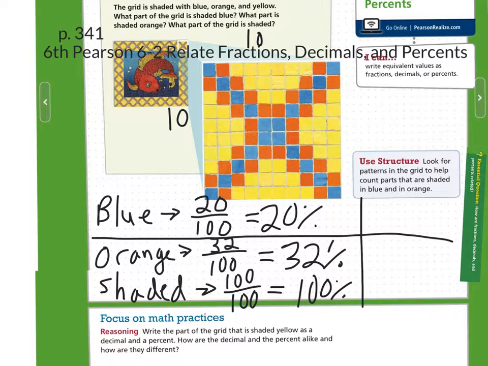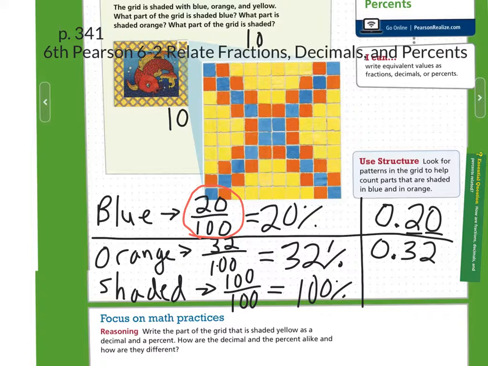In terms of decimals, what we can do is basically look at the fraction. For blue, for example, we have 20 out of 100. We could read that fraction as 20 hundredths. So if that fraction is 20 hundredths, our decimal is also going to be 20 hundredths. So you can write just 0.20 or 0.2. Remember after the decimal, your first spot is the tenths place and the second spot is the hundredths place. That 0 at the end, you wouldn't have to put it there, but it doesn't hurt anything either. Okay, for the orange, we have 32 hundredths is our fraction, so our decimal would also be 32 hundredths.